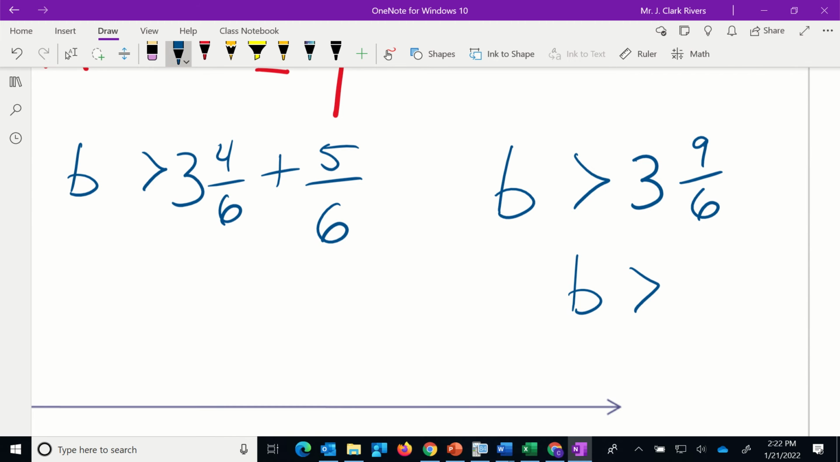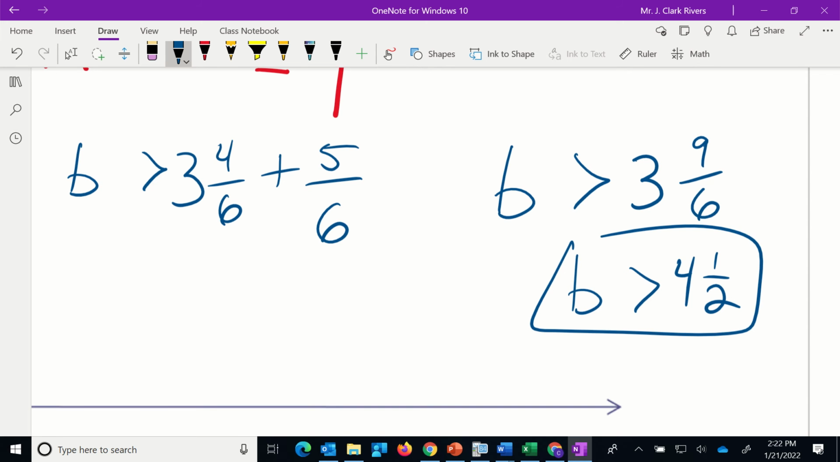Yeah, 4.5, right? How many groups of 6 are there in 9? There's 1, right? So 1 plus 3 is 4. We'd be left with 3 over 6, which is 1/2. So 4 and 1/2. 4 and 3/6 is 4 1/2. So there we go.